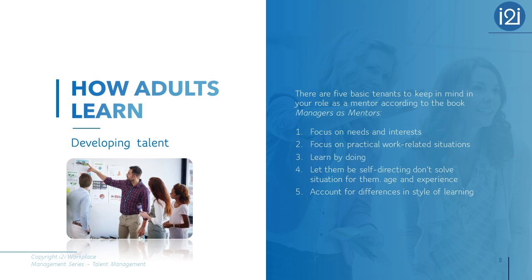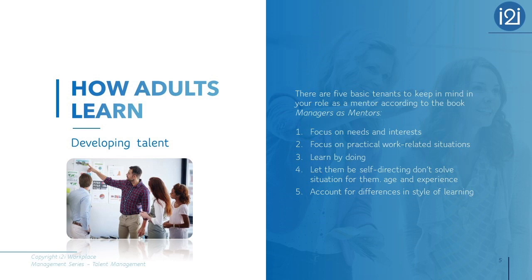Secondly, focus on practical work-related situations. Adult orientation to learning is life or work-centered. Therefore, the appropriate framework for organizing mentoring is life and work-related situations, not academic or theoretical subjects, so keep the training as practical as possible. Thirdly, learn by doing. Experience is the richest resource for adult learning. Therefore, the approach for mentoring involves active participation in a planned series of experiences, the analysis of those experiences, and their application to work and life situations.